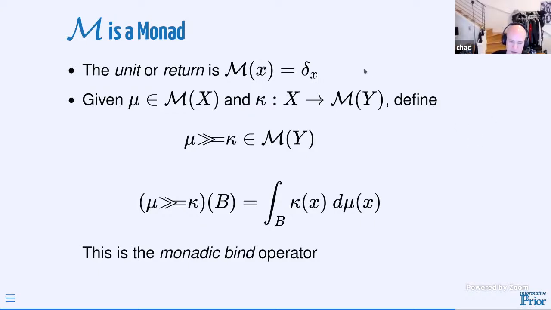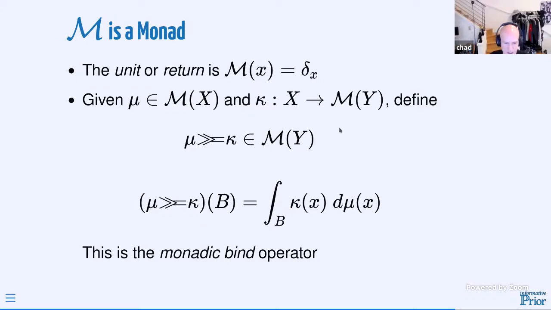So how do we do this? Well, the unit or the return of m, this should just be m. The unit or the return is delta x, just the Dirac measure again. I should say, in case anyone doesn't know what Dirac measure is, this is a measure where all of the mass is on a single point.